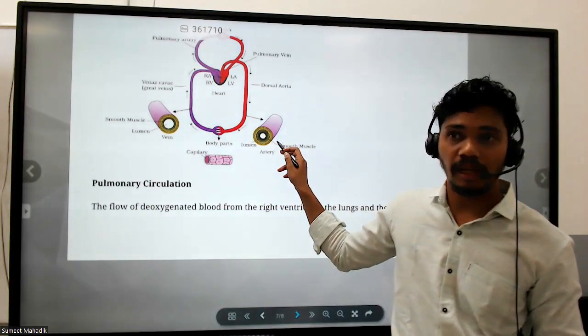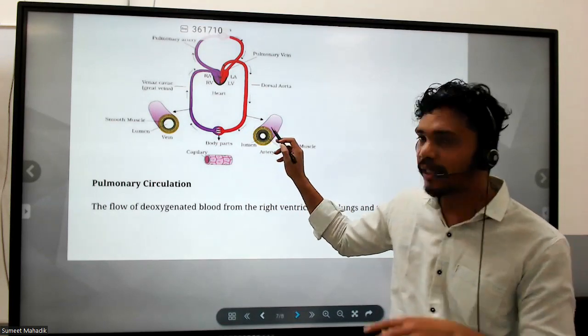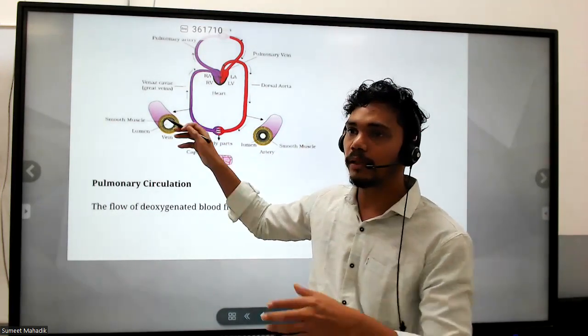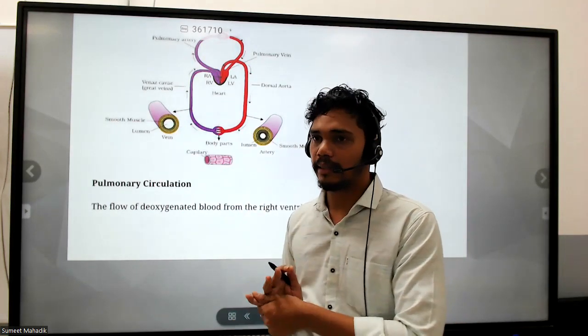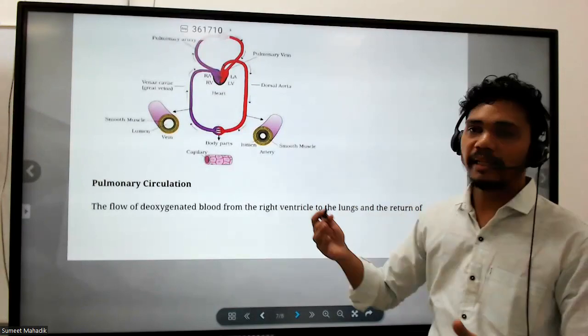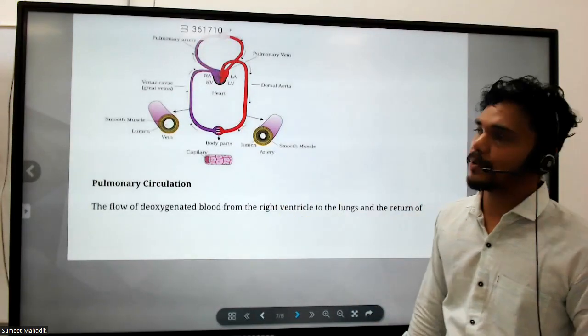So an artery will be under high pressure. That's why the wall is very thick, but the lumen is very small. In this case, the lumen is very big as compared to this, and the coverings are less. Okay, thin, you can say that. And in capillaries, only a single layer of capillary epithelium is there.